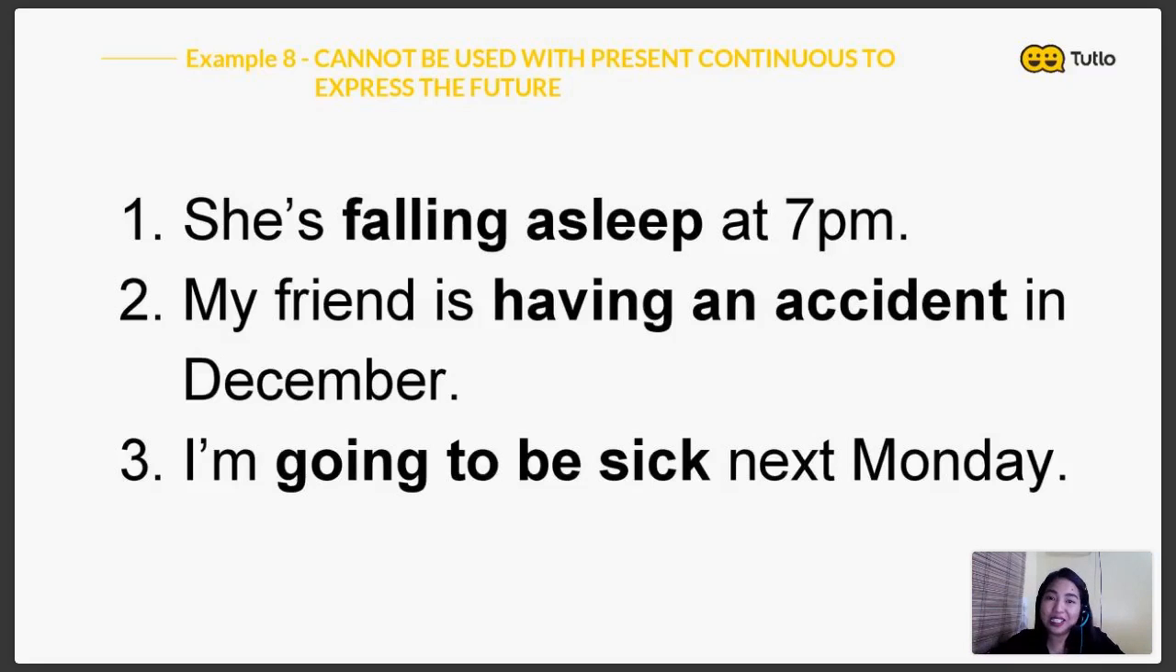Number one, falling asleep is something that just happens. We can only plan to go to bed at 7 p.m., but we cannot plan what time we fall asleep. Okay, so sentence number two, my friend is having an accident in December. Unless you are purposely trying to make this happen, which I hope you're not, there is no way for us to plan for an accident. Okay. And number three, just like accidents, we also cannot plan on getting sick in the future. It's something that we cannot do. So do not say this to your teachers or to your boss. I'm going to be sick next Monday. All right. It's wrong. Okay.